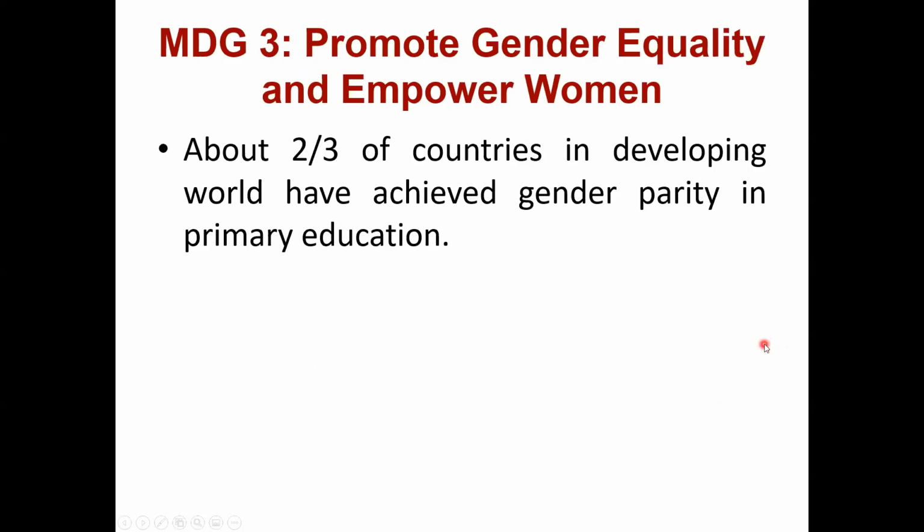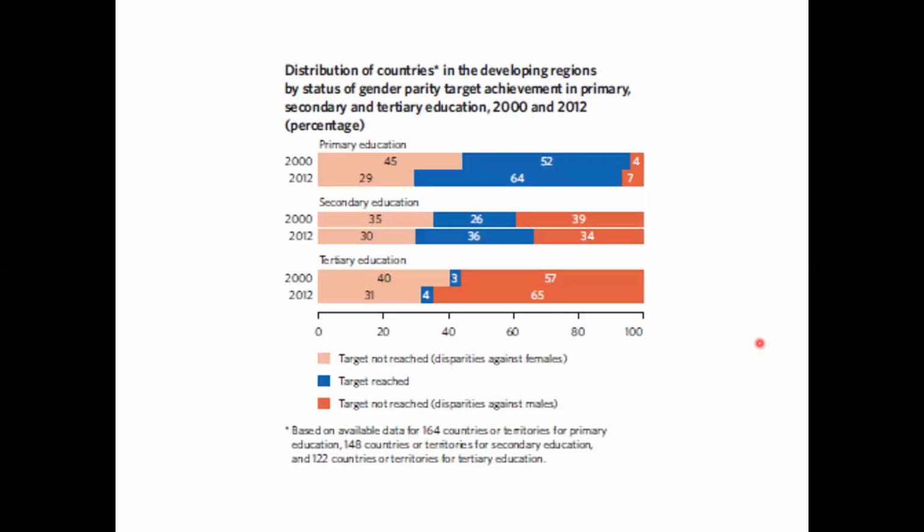MDG 3, promote gender equality and empower women. About two-thirds of countries in the developing world have achieved gender parity in primary education. That's progress, but that still means one-third of countries in the developing world don't have gender parity in primary education. Usually boys would be more likely to be going to school than girls. This is the distribution of countries in developing regions by status of gender parity target achievement in primary, secondary, and tertiary education, so like elementary school, high school, and post-secondary school. This color is target not reached, disparities against females.